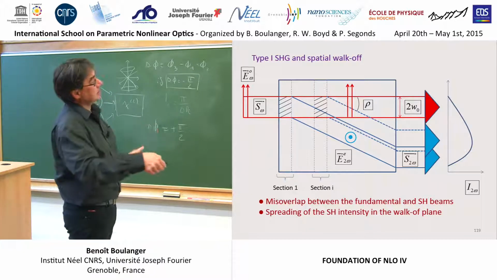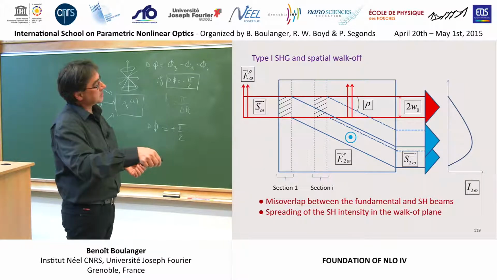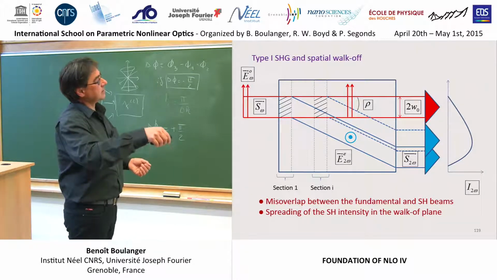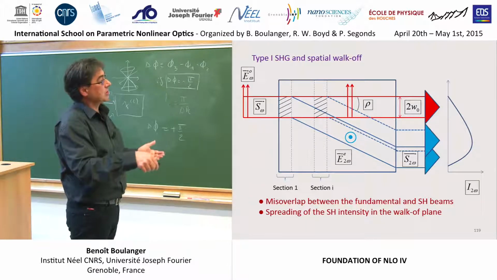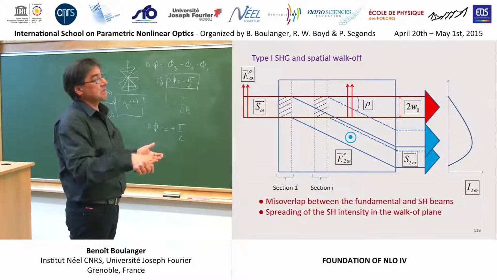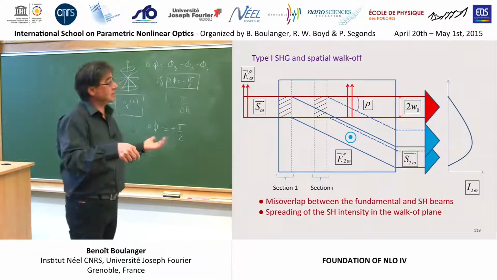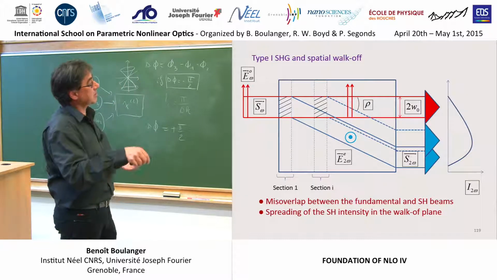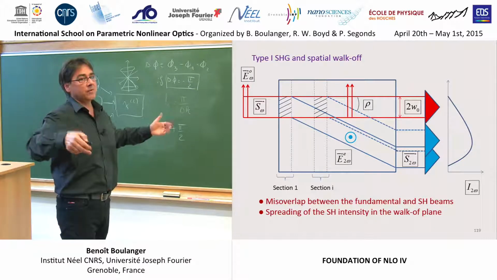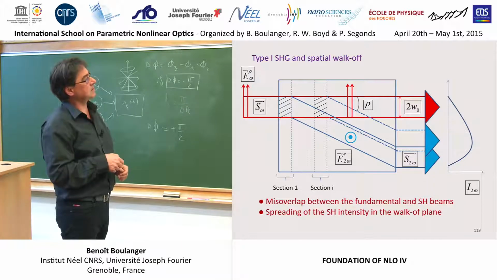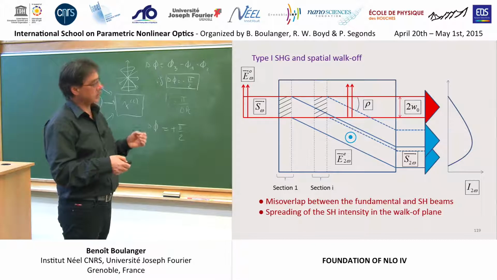And at the exit, what do you have? You have the fundamental beam here, and you see the transverse evolution of the intensity. You have something very large. You see that it's not a Gaussian beam. You start with a Gaussian beam, but here you have a broadening of the transverse section of the beam. So it's typically the signature of type 1.